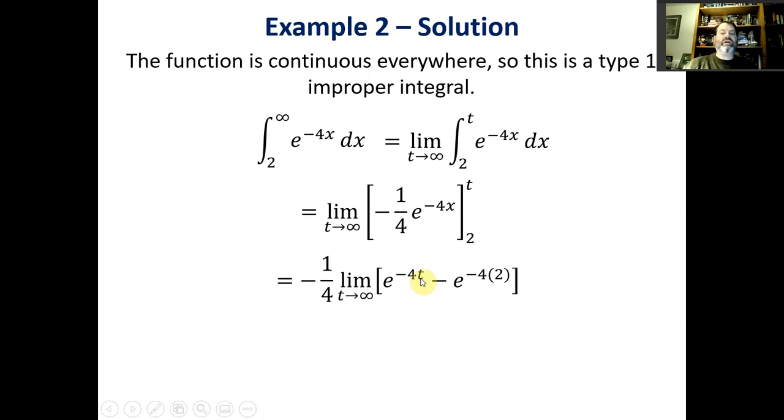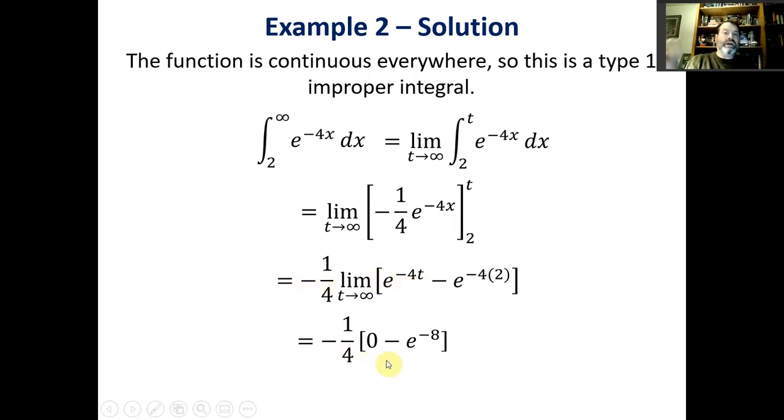As t gets very, very large, negative 4t gets very, very large, but in the negative direction. E to a very large negative number is 0. If this is not immediately clear to you, go back and study chapter 6 again, because you'll see a lot of natural logs, a lot of rational functions, and a lot of e in this section. So this whole thing is going to be 0.